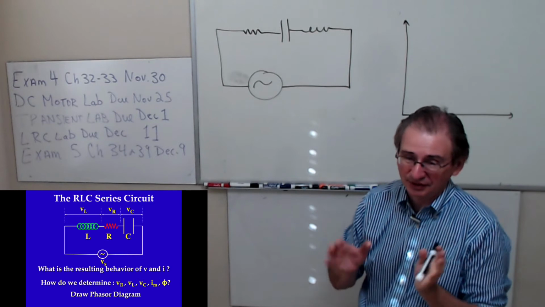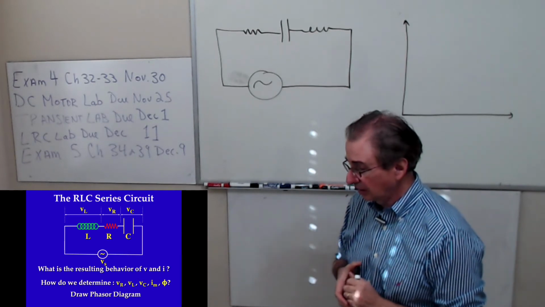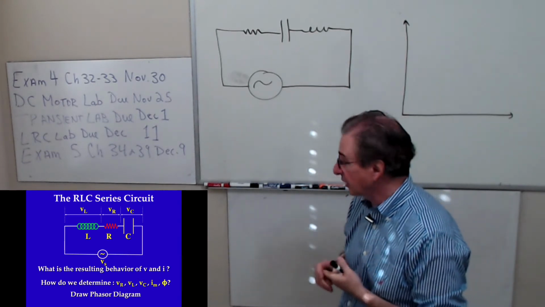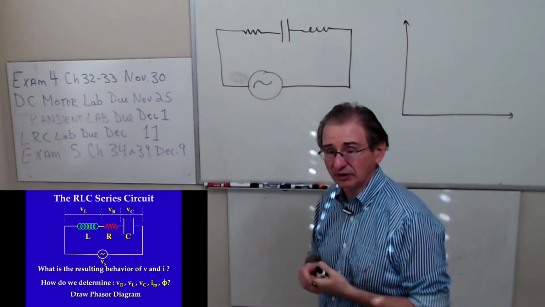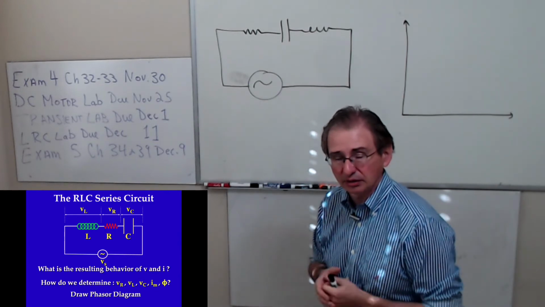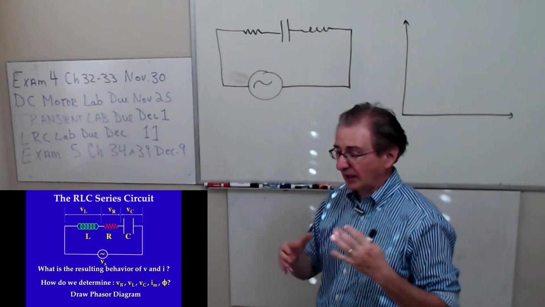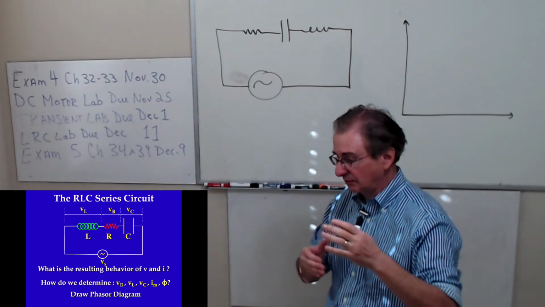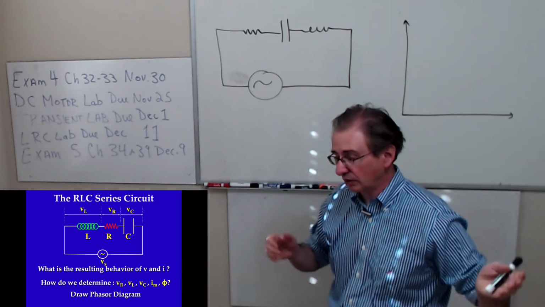Part of it is because of the interest of time. We're a little bit behind. Really, typically you're interested in the maximum values of the voltage drops and the current. And then the RMS values are just the maximum values divided by the square root of 2.